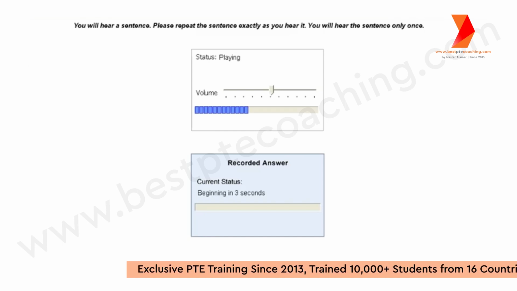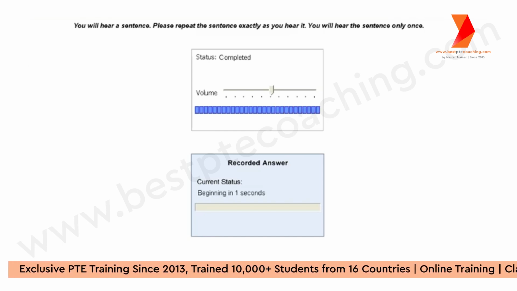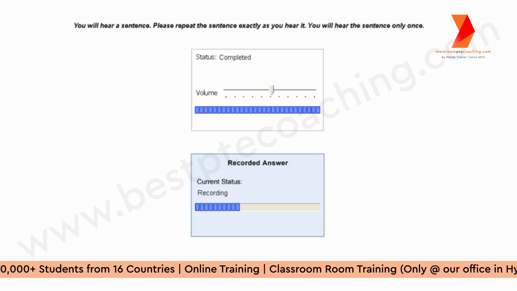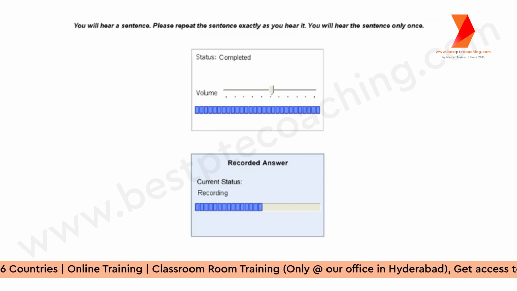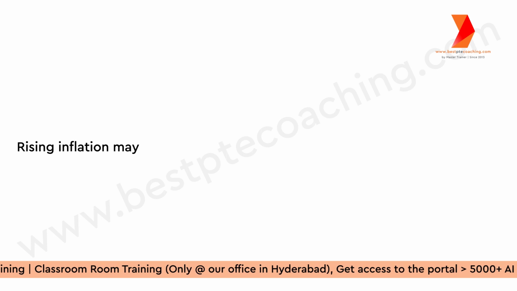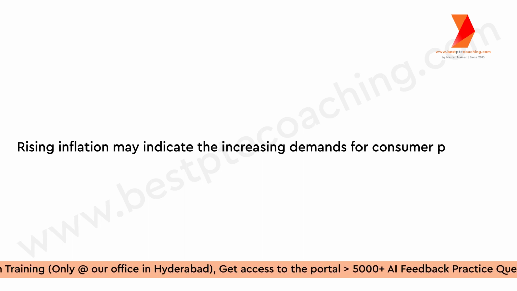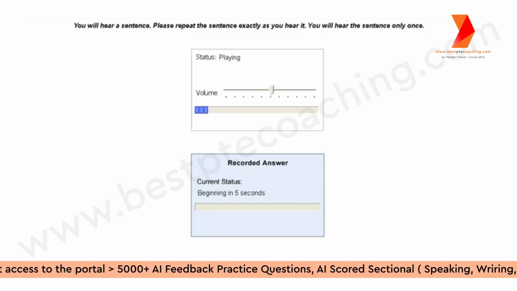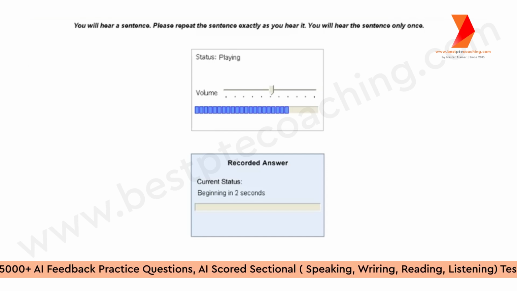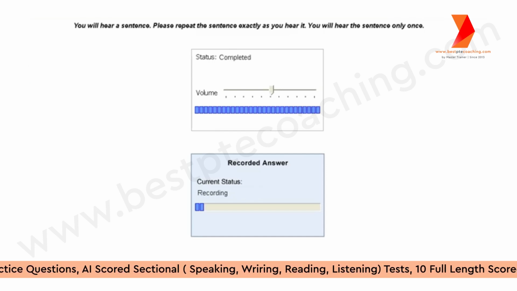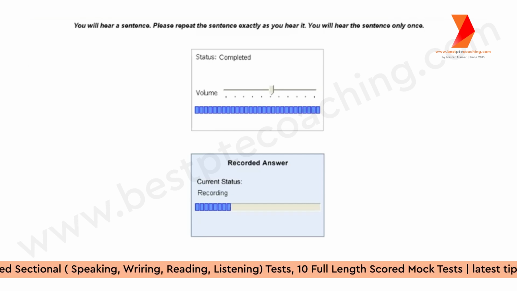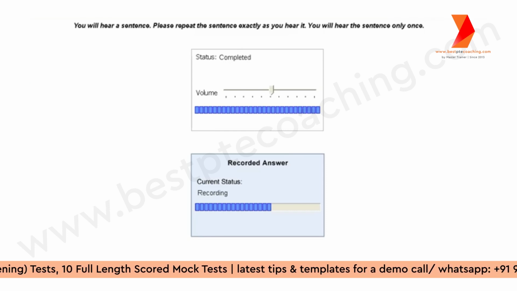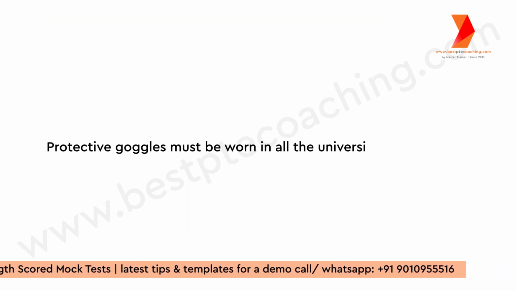Rising inflation may indicate the increasing demands for consumer products. Protective goggles must be worn in all the university's laboratories.